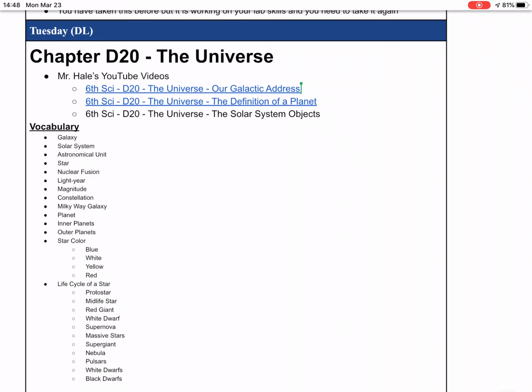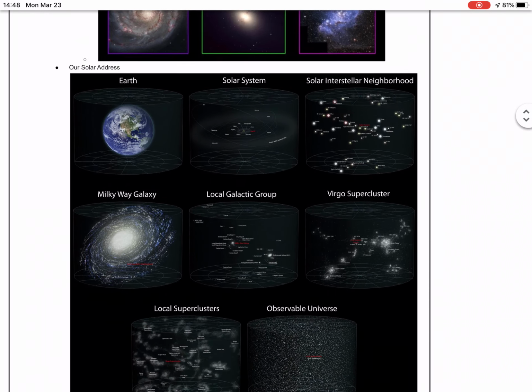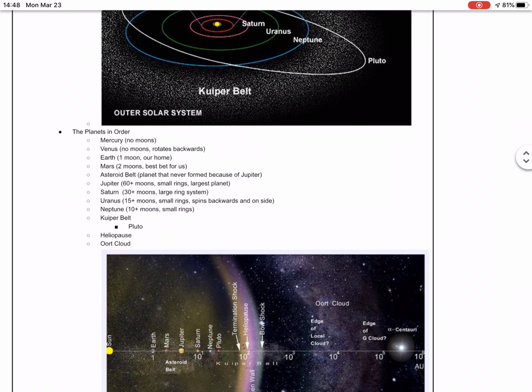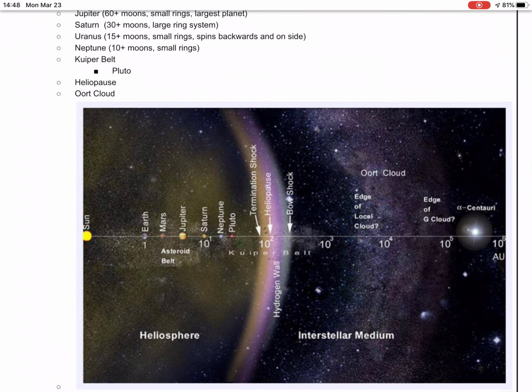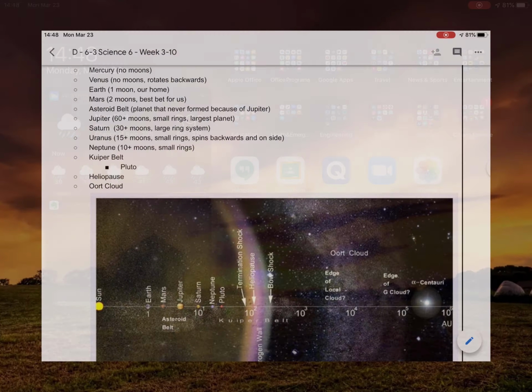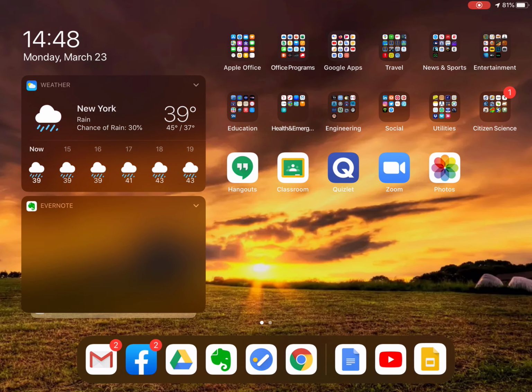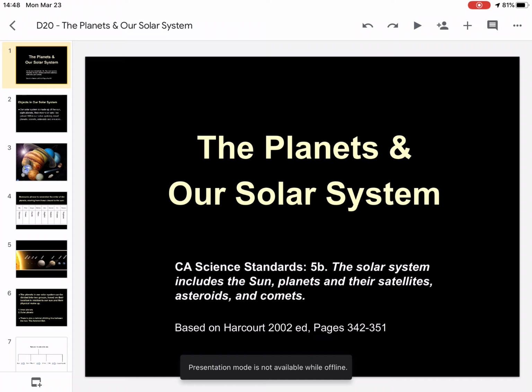Mr. Hale back here, and we're going to start with, again, the universe, but this time talking about our solar system. What objects, and what are some of the major objects in our solar system? So we're going to go over some of that right now. So let me scroll down here. We're going to go over the planets in order and take you from the sun all the way out to the Oort cloud. But first, before we do that, we're going to go to a slideshow. So let's start.